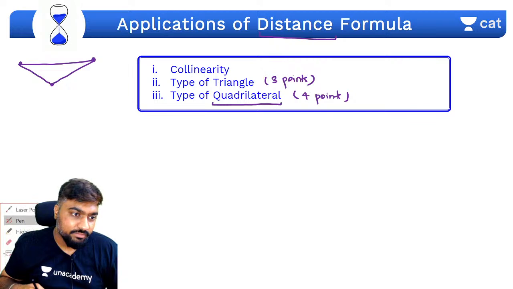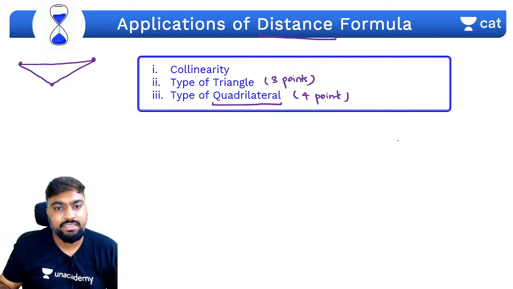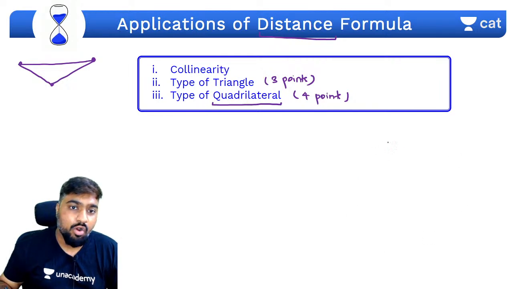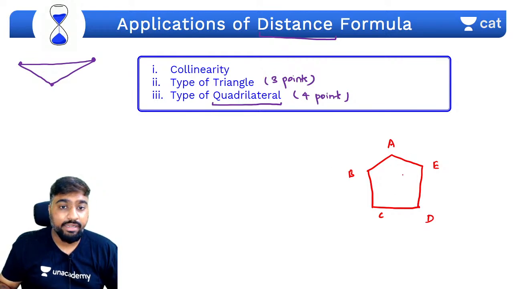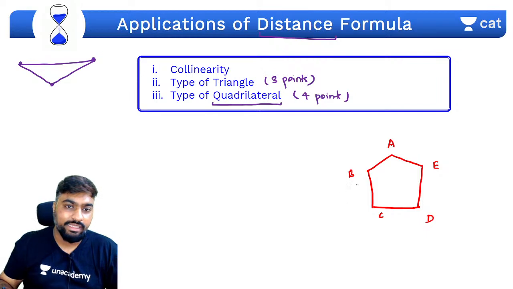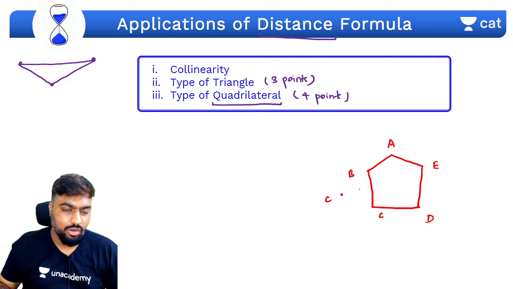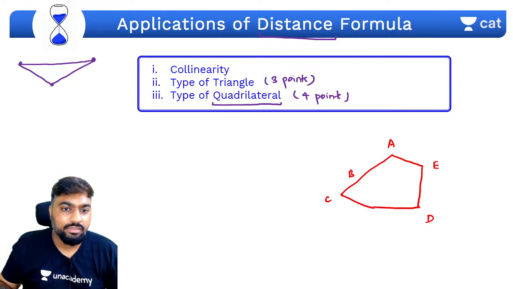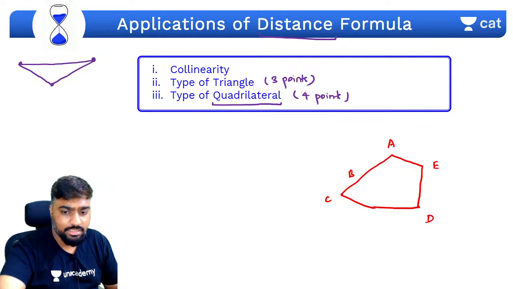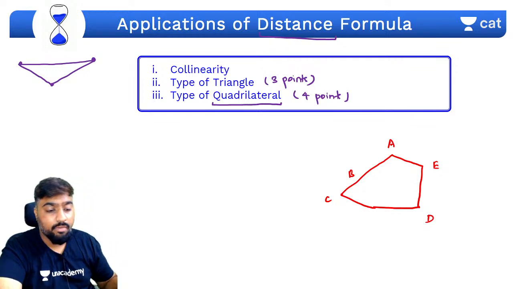If 5 points are given, and they said that these 5 points are in the same order, A, B, C, D, E, then you can also show whether these 5 points form a regular pentagon or not, whether they form a pentagon or not. If A, B and C are collinear, then they'll not form a pentagon, correct? A, B, C will be a straight line, so then it becomes a quadrilateral. So you can show that. That's all the distance formula can be used for.